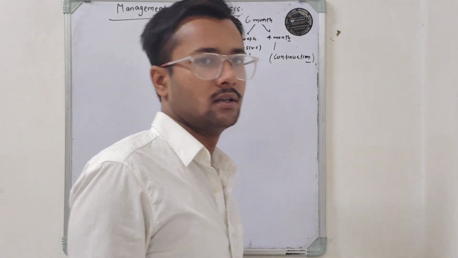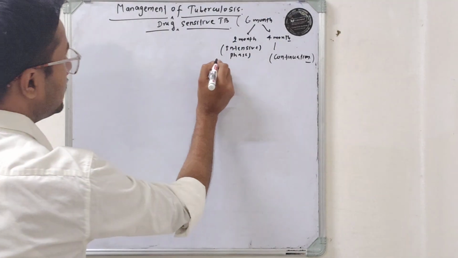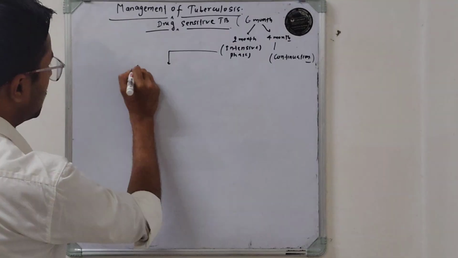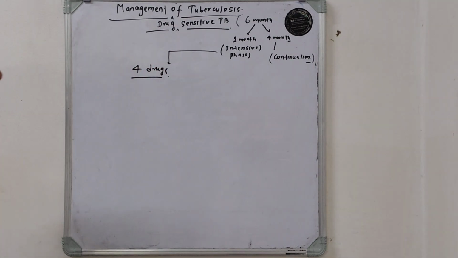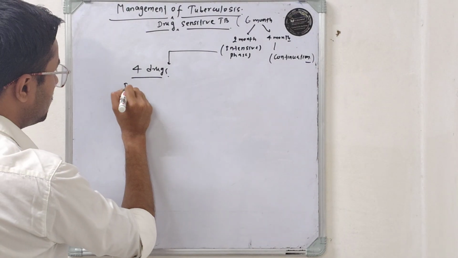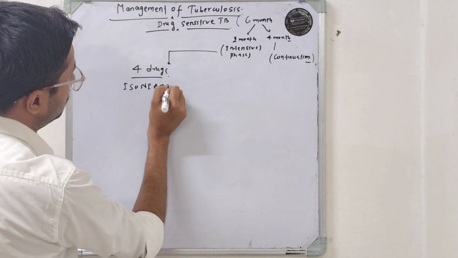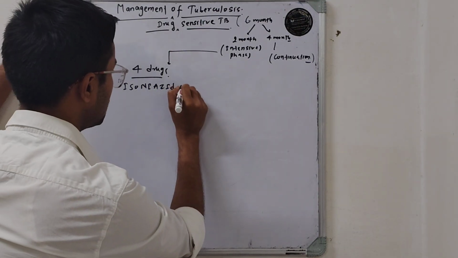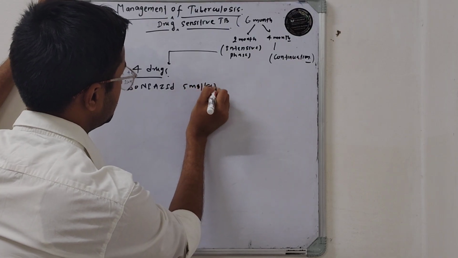Okay, so after discussing the intensive phase and the continuation phase, now we write the names of the drugs which are given in the intensive phase. In the intensive phase we give 4 drugs. What are the names of these drugs? The first drug is isoniazid, with a dose of 5 milligram per kg.